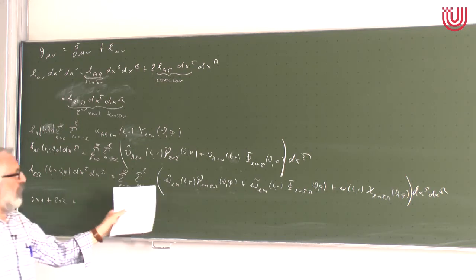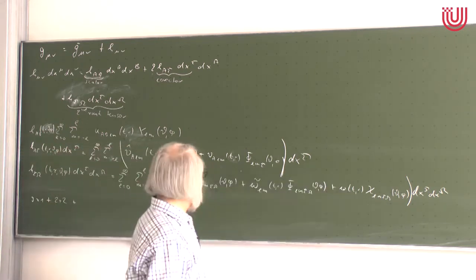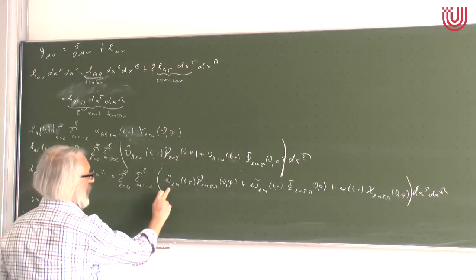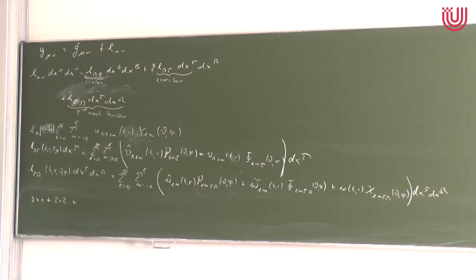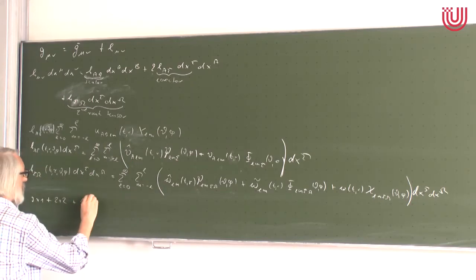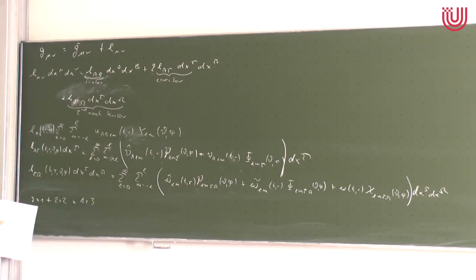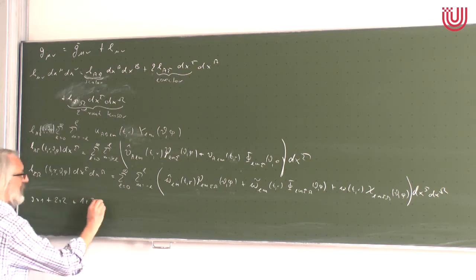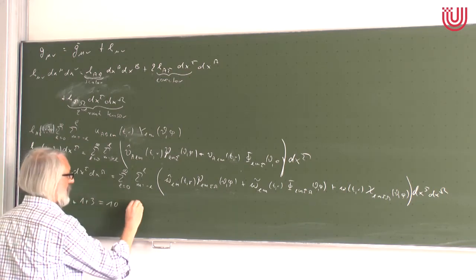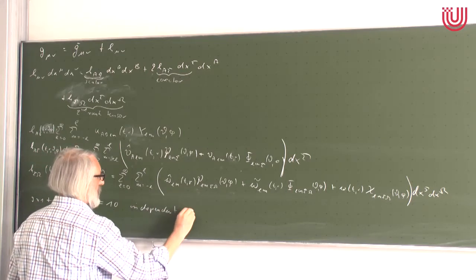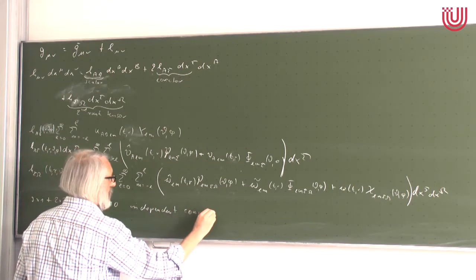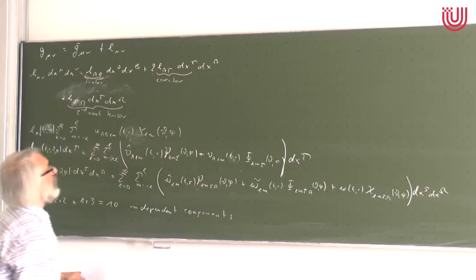And here I have 1, 2, 3 functions, but there's no dependence on T and R, so it is 1 plus 3. So let me calculate this. 3 plus 1, that's 3. That's 4, makes 7 altogether, makes 10. Okay. So I have altogether 10 independent components. And of course it fits.